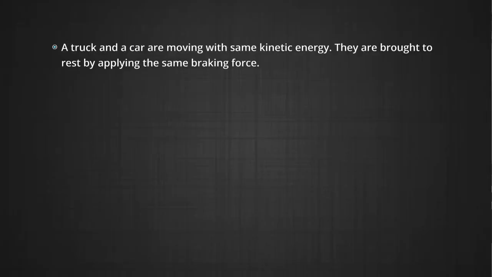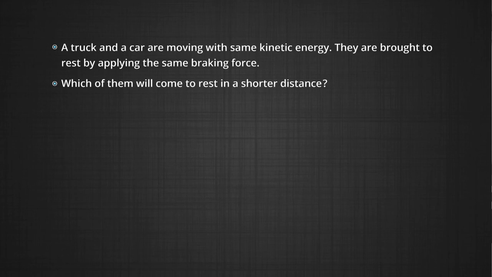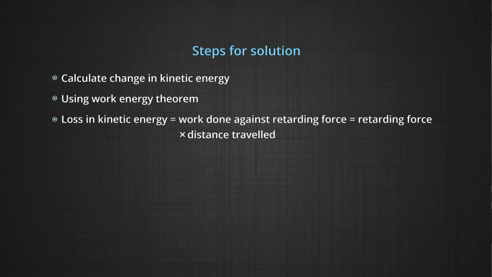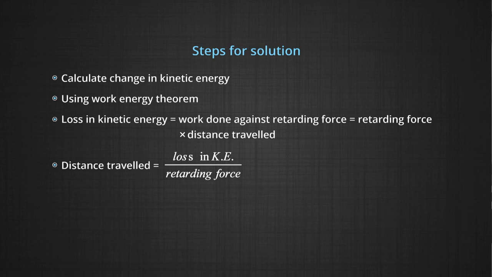Now let's think about this one. A truck and a car are moving with the same kinetic energy. They are brought to rest by applying the same braking force. Which of them will come to rest in a shorter distance? Using the work energy theorem, loss in kinetic energy is equal to work done against the retarding force. The retarding force into the distance traveled would be this value of loss in kinetic energy. So the distance traveled is equal to loss in kinetic energy divided by the retarding force. So both will stop after traveling the same distance.